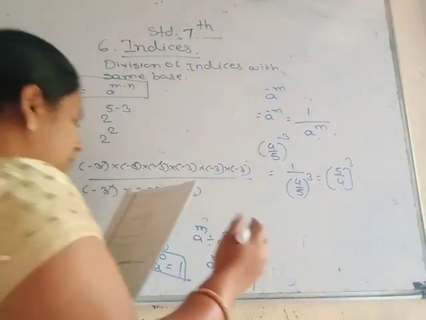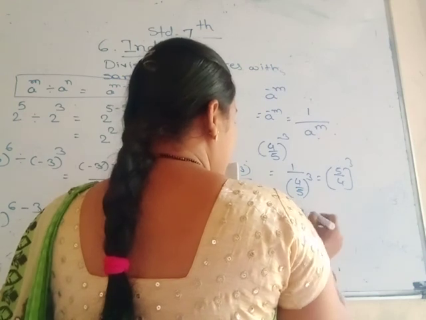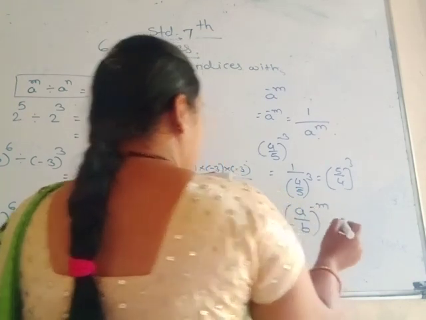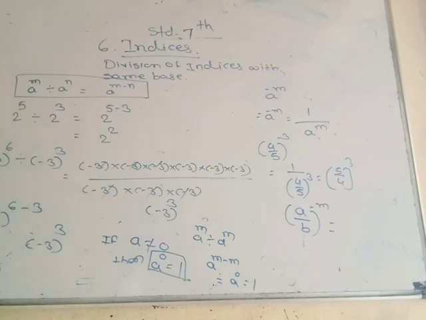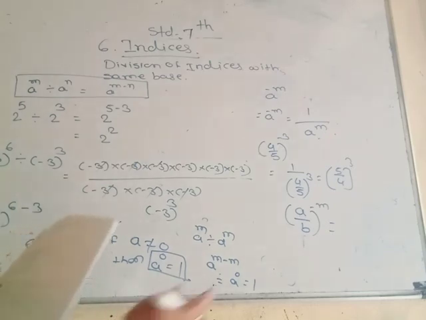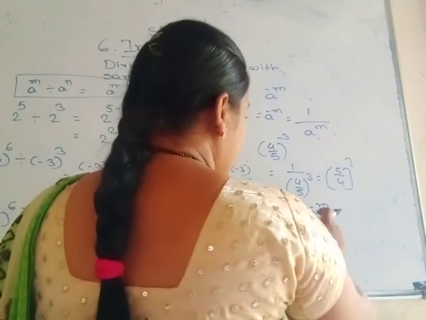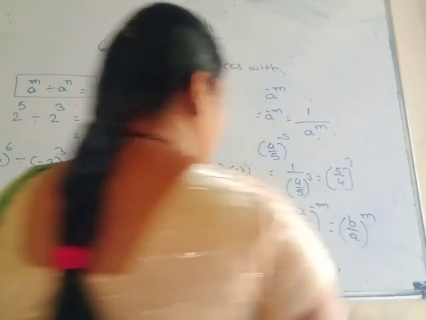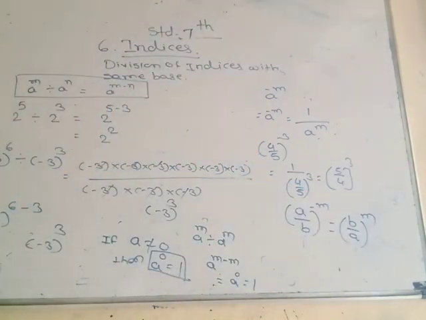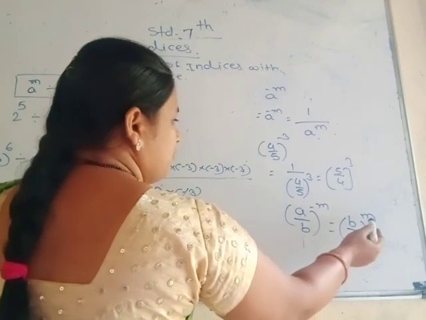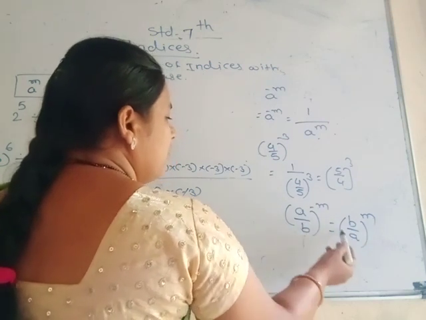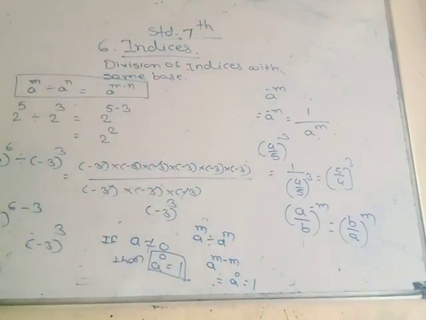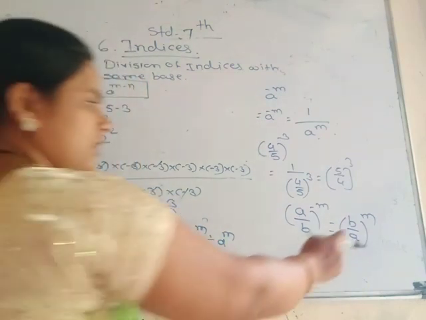Then suppose a divided by b raised to the power of minus m. If a is not equal to 0 and b is not equal to 0 and m is a positive integer, then what here? It is the inverse of the number: b divided by a, and minus m becomes plus m. So b divided by a raised to the power of m.